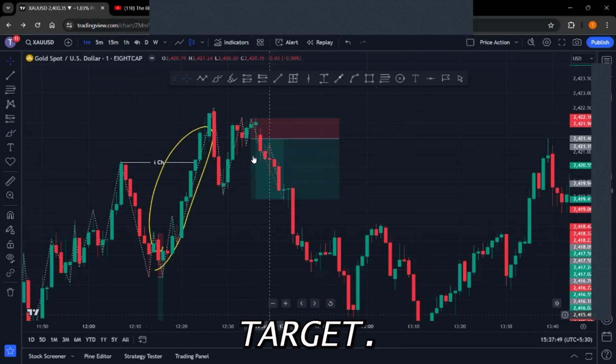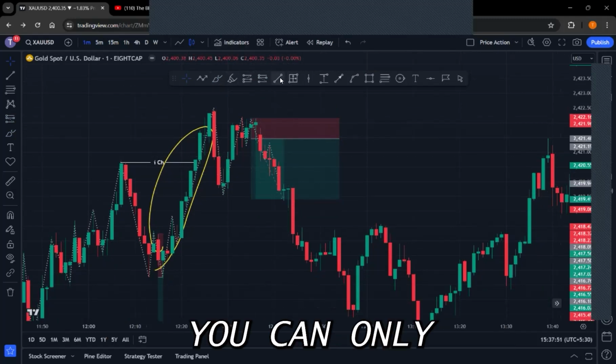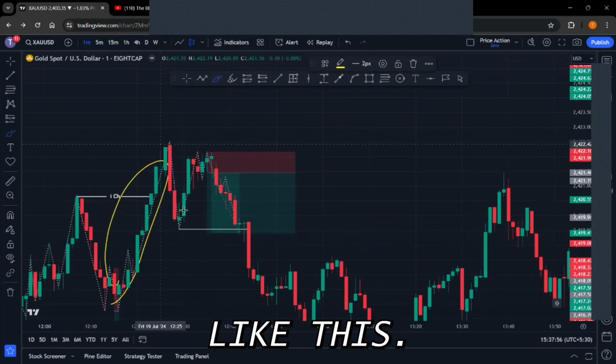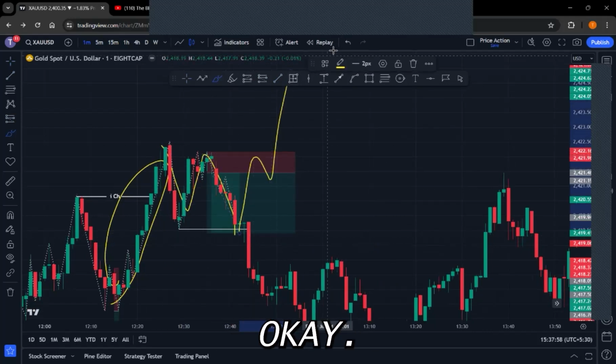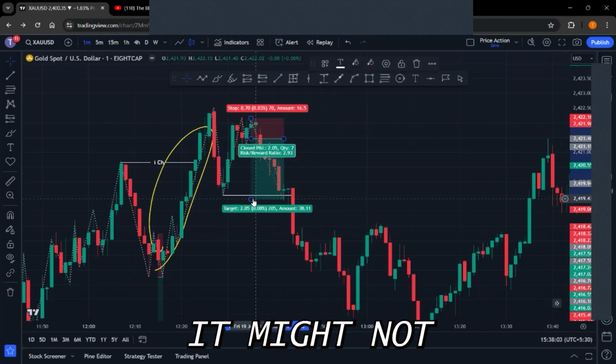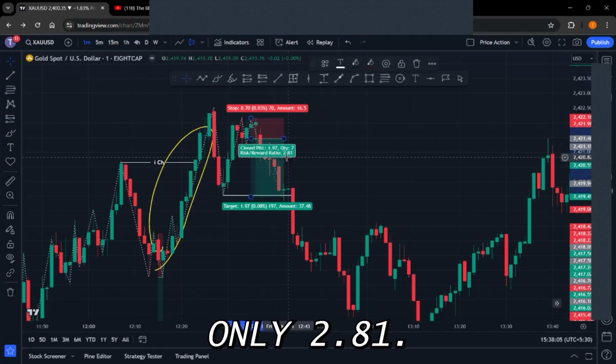You have to remember, you cannot target towards the downside. Even if the market is going downside, you can only target till over here, because this is the case where the price will create a lower like this, and then the price can go up. Okay, so this is the case. You need to understand that you can take a very small trade till over here. It might not be a lot of points over here. It will be only 2.81.